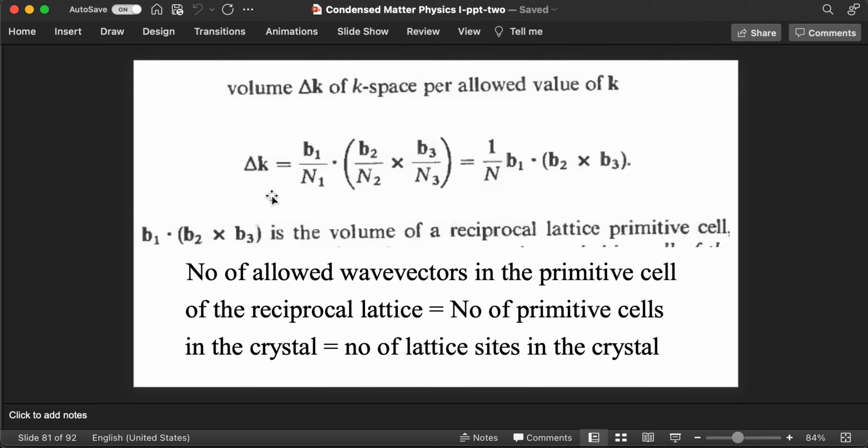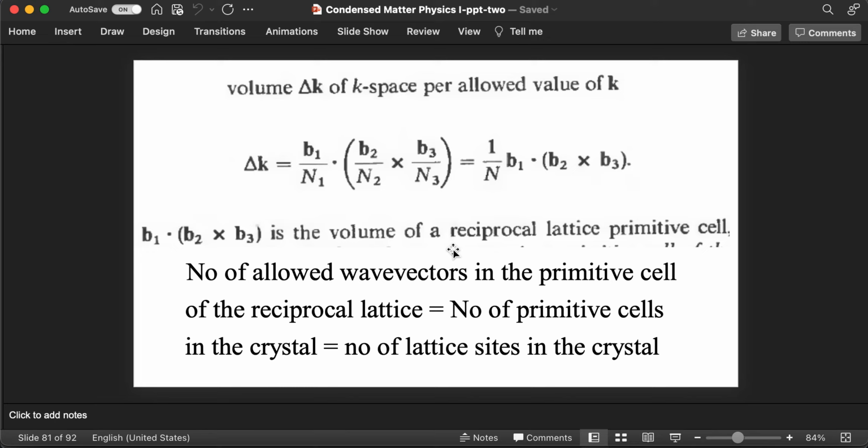So what does this mean? Now each k value occupies a volume delta k. If I multiply delta k by N, so N into delta k gives me the volume of the primitive cell in the reciprocal lattice. That means that the number of allowed wave vectors in the primitive cell of the reciprocal lattice is basically the number of primitive cells in the crystal, that is in the real lattice. The number of primitive cells in the Bravais lattice or real lattice or direct lattice is equal to the number of allowed wave vectors in the primitive cell of the reciprocal lattice.